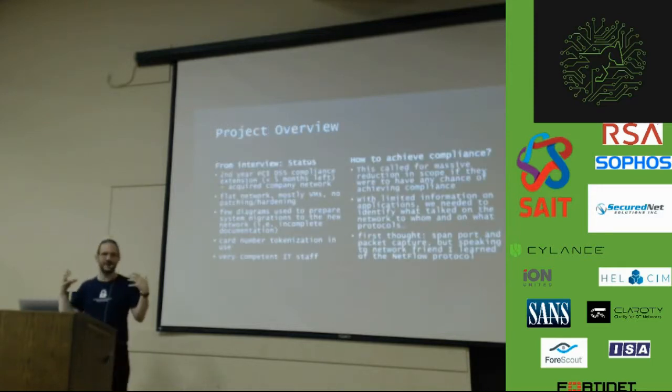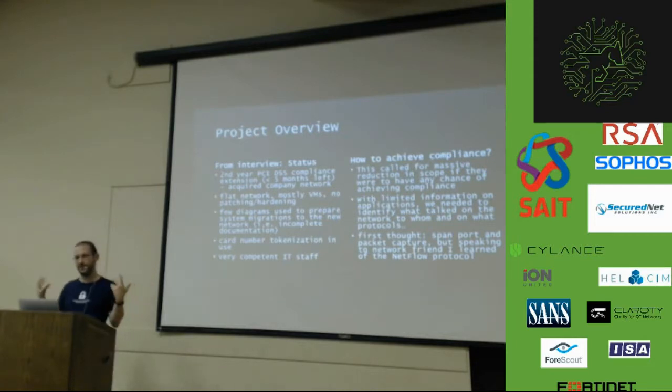So they're a company that is on a second-year extension for compliance with PCI DSS, but they've been given a deadline that's under 5 months away to remediate everything. They're an acquired company, so that's the company network we're trying to fix, not the acquirer, but the acquired company. But it's a flat network. It's mostly VMs, about 800 on server side, with other machines as well. There's no patching, no hardening done ever.